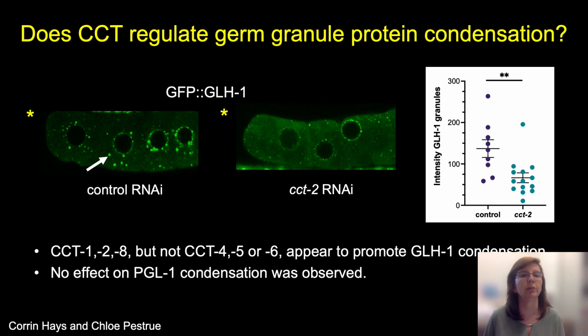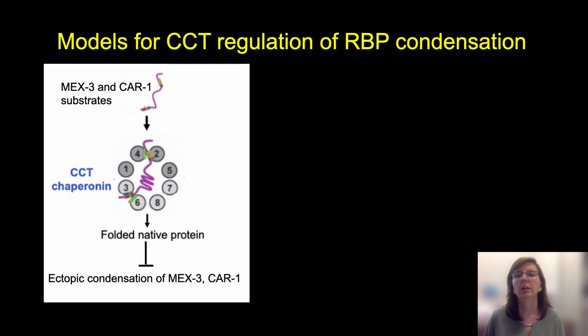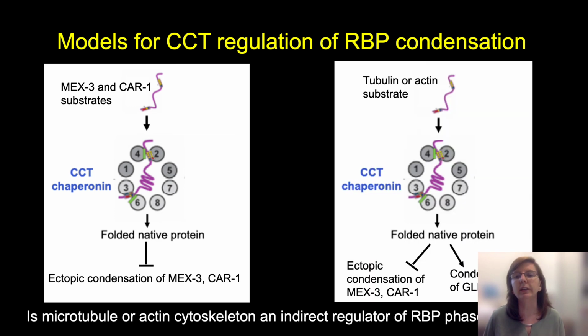into granules during oogenesis. We are currently considering 2 mechanistic models for how CCT might regulate RBP phase transitions. MEX3 and CAR1 could be substrates of CCT directly, and their proper folding may prevent ectopic condensation of MEX3 and CAR1 in oocytes. And this would be similar to the idea of aggregates forming of unfolded proteins that can result in disease. Alternatively, the effects of CCT depletion could be indirect.